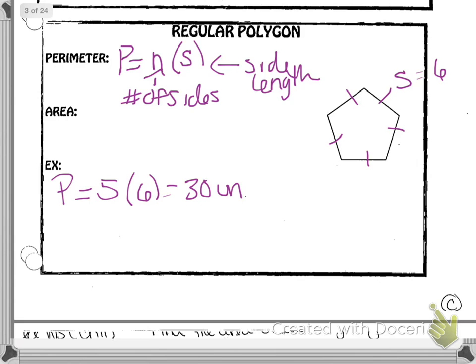For the area, we have an interesting way to think about this. It's 1/2, and there's this new word, apothem. 1/2 times the apothem, okay, times the perimeter.